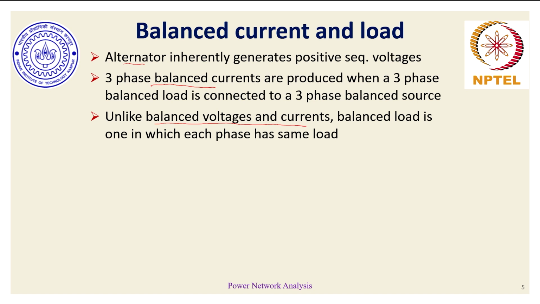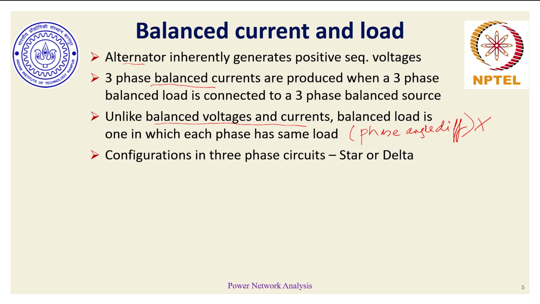A balanced load states that each phase of an n-phase system should have the same value of load. The notion of magnitudes being equal is still applicable for the balanced load definition, but the difference is the phase angle difference. The notion of having the same phase angle difference for balanced voltages and currents is not applicable for balanced loads. Balanced loads mean that the same quantum of load is present in each phase of the network or each phase of the system.